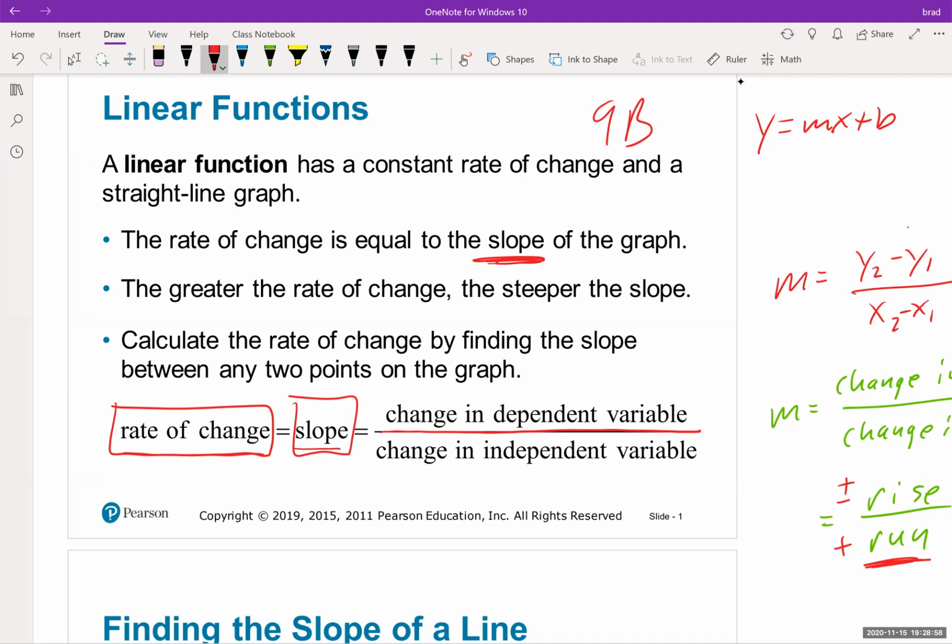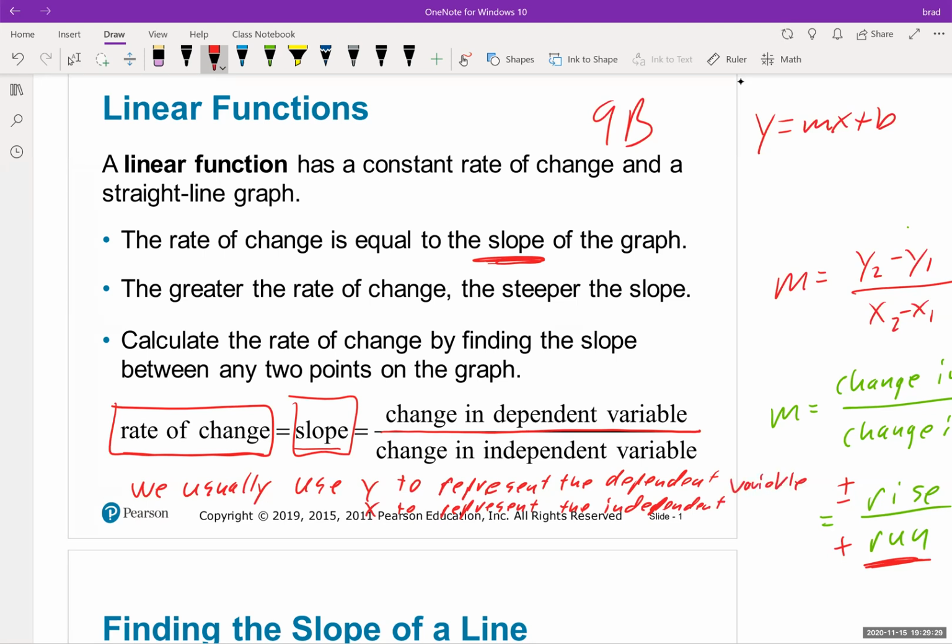But remember, we usually use y to represent the dependent, and x to represent the independent variables, which would mean y over x. Okay, so let's move on.